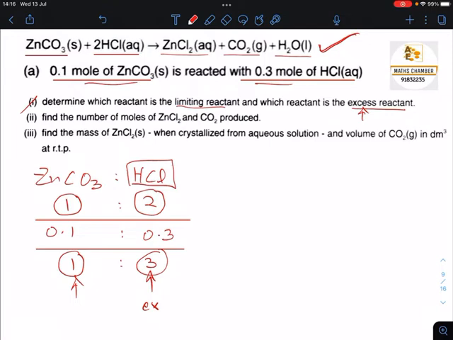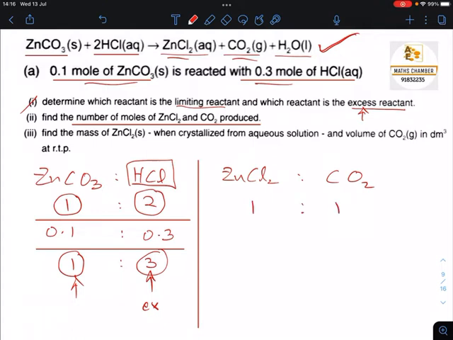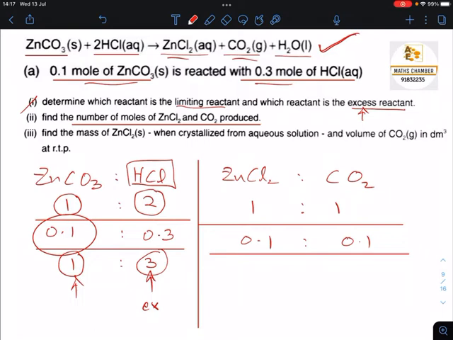Then we go to part 2. They tell us to find the number of moles of zinc chloride and carbon dioxide produced. Your zinc chloride, ZnCl2, is to your carbon dioxide 1 mole to 1 mole from our chemical equation, and we will use our limiting reactant, which is 0.1. That means it will produce 0.1 mole of zinc chloride and 0.1 mole of carbon dioxide. Simple as that. That's all for part 2.